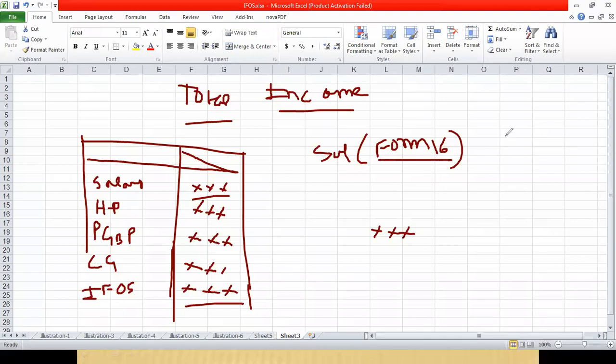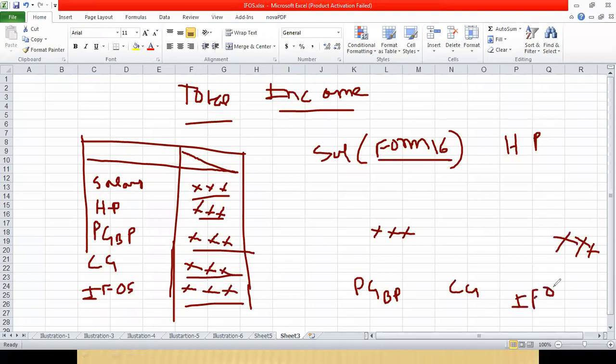Then house property calculation we will do separately. We know how to do income from house property calculation, and that amount we will take in our final computation. Similarly, we will do the PGBP calculation and take that amount here. Capital gain, we will do the calculation and take the amount here. And income from other sources, we will do the calculation and take the amount here. By doing like this, you will get the total income of the assessee.